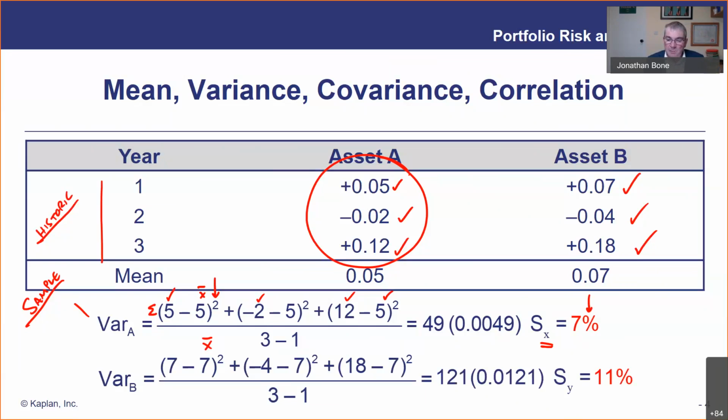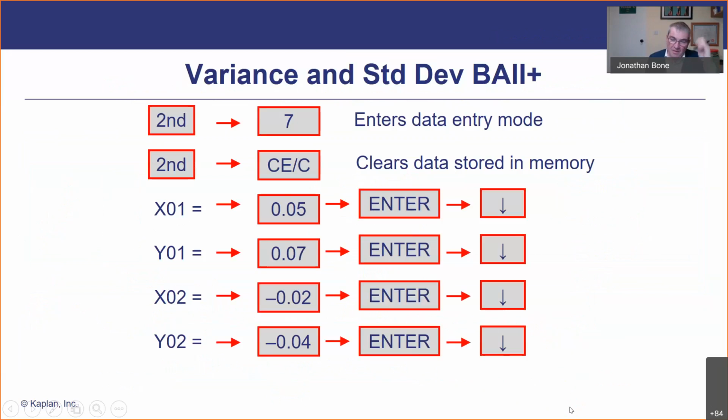So when we do this, we get 121, or again, if you're working in decimals rather than whole integers, then you get 0.0121. Square root that, and we end up with 11%. Okay, 11%. Lovely. Now, I want you to be able to do this on the BA2 Plus calculator.